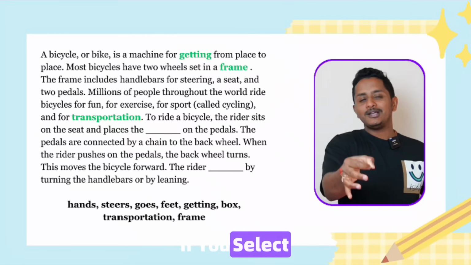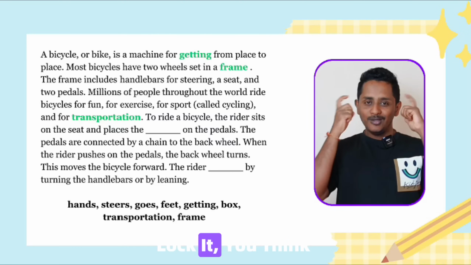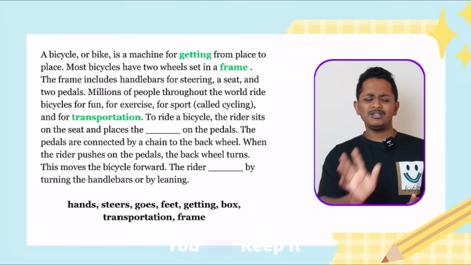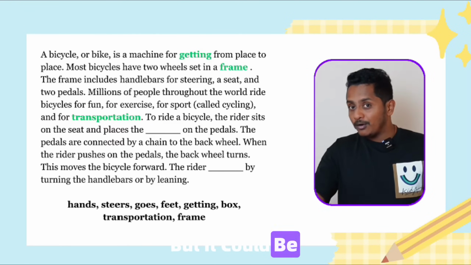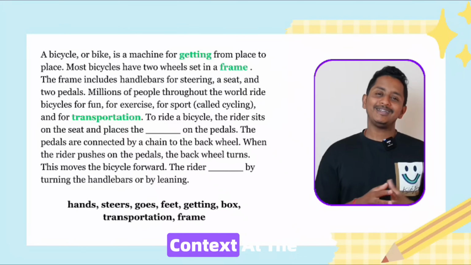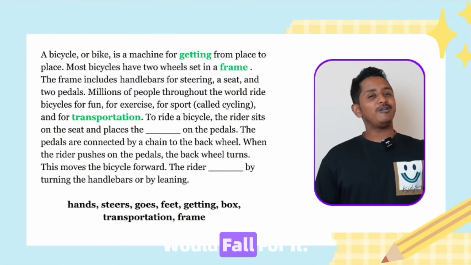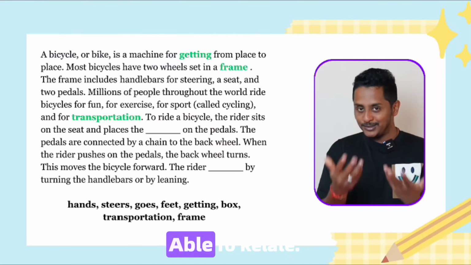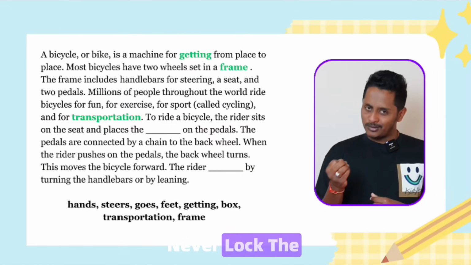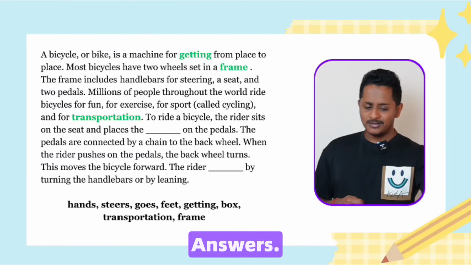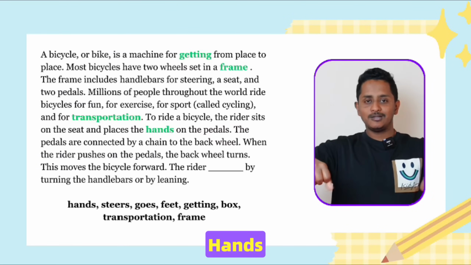Meaning for the first one, if you select transportation, it's okay, but don't lock the option. You lock it, you think it is over. Don't lock it, just keep it there as a backup. Transportation looks like it's the correct one, but it could be wrong because I don't have enough context at the moment. This is a famous trap. Most of the people would fall for it. I believe you are able to relate to it as well. Hope you have understood this locking option. Never lock the option. To continue the rest of the answers: to ride a bicycle, the rider sits on the seat and places the hands on the pedals.